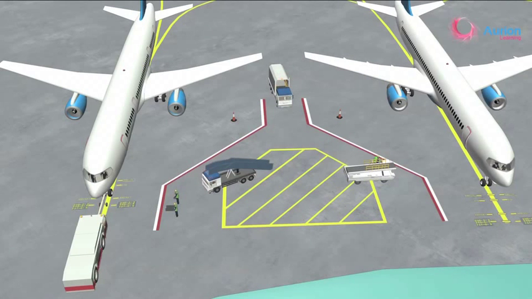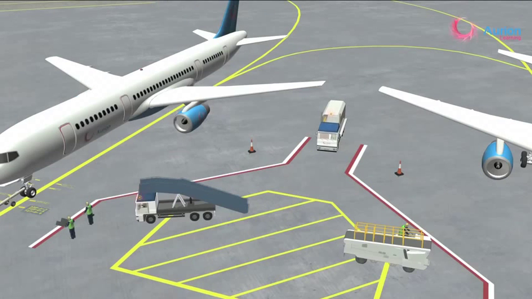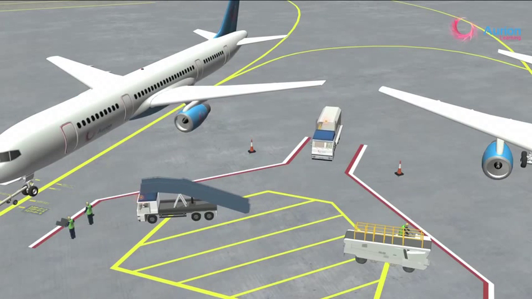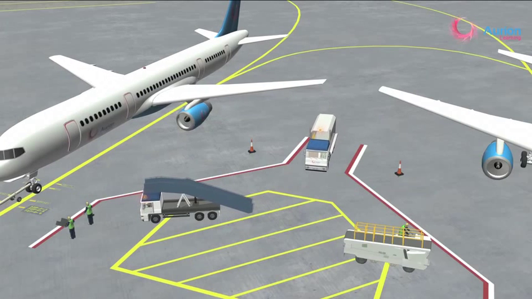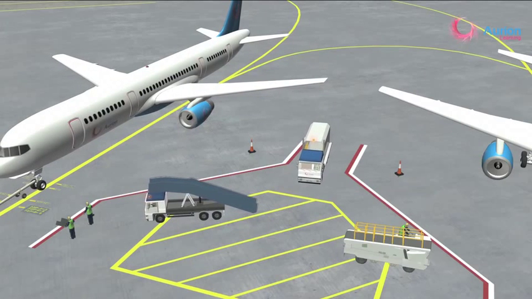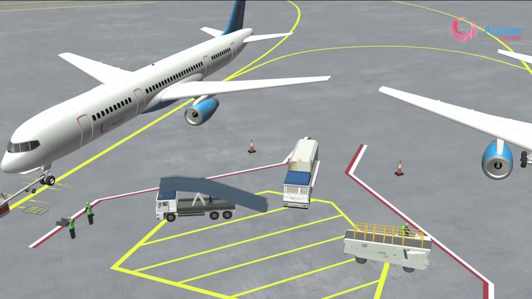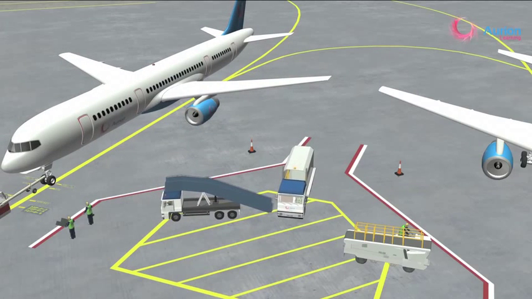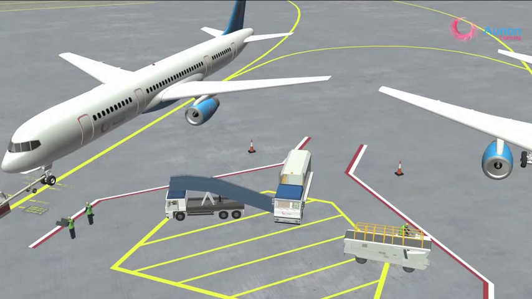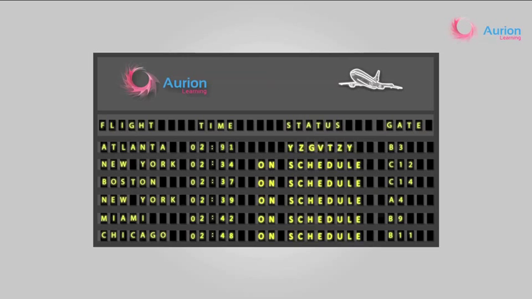What is the principle behind a turnaround plan, Professor? Well, the turnaround process involves many different entities working simultaneously. This may lead to inefficiency and unsafe practices because of a lack of coordination and situational awareness among the various entities. This may result in an unavoidable adjustment in the aircraft's off-block time, causing delays and rescheduling down the line.